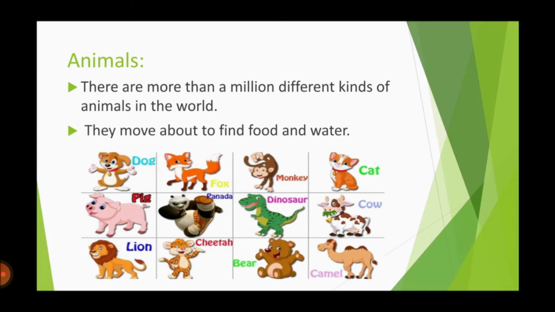This doesn't mean that we have totally 1 million animals around the world. No, actually 1 million different kinds, different groups of animals are present. Because if we are talking about just a single number, it will be clear to us all that we have millions of animals. But the kinds are totally 1 million, which are known to scientists nowadays. They move about to find food and water. All these animals, dogs, foxes, monkeys, cats, and others, move around here and there in search of food and water.